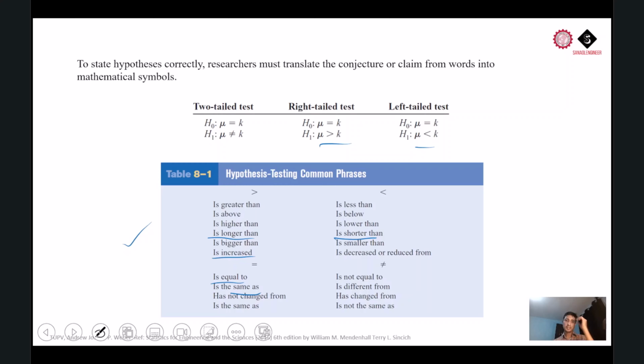So that is why the alternative hypothesis is also called the research hypothesis. So HA is sometimes also called the research hypothesis because the researcher is trying to prove that the alternative hypothesis is true compared to the null hypothesis. Okay, so let's continue.